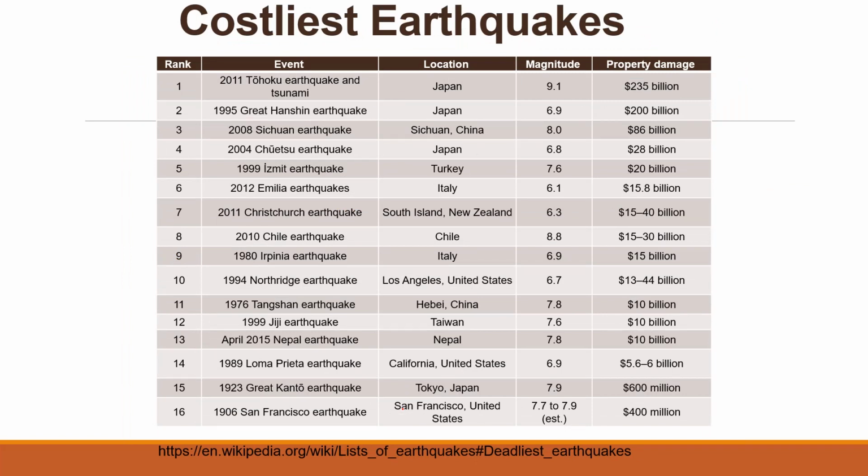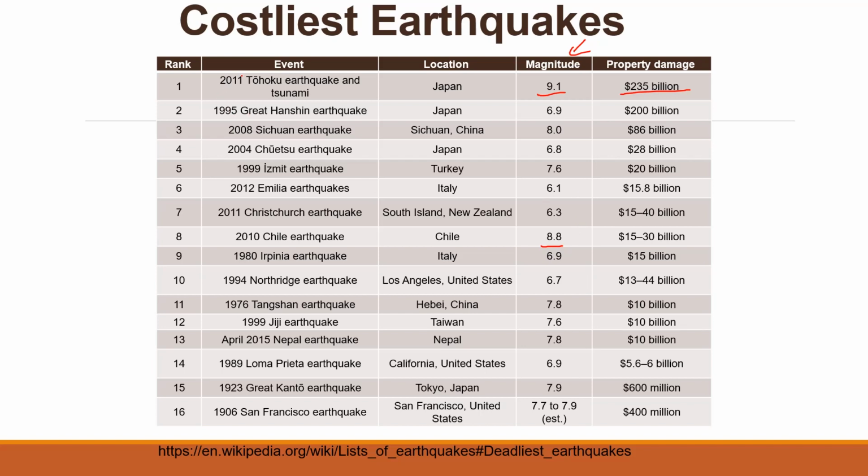Costliest earthquakes. Now Tohoku is on here. Tohoku is number 1. If we look at the costliest, again, our magnitudes, Tohoku is a big one. The next largest one is going to be this 8.8 in Chile, which happened in 2010. Most of the other ones are not that big.